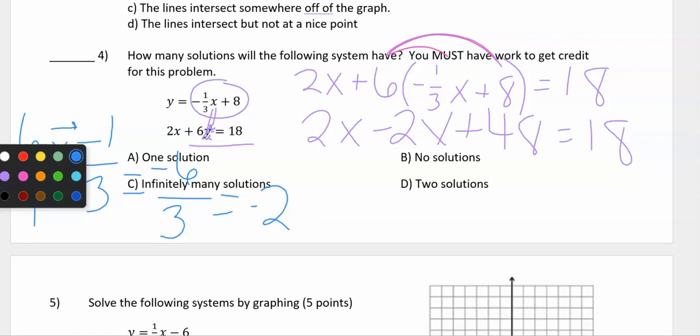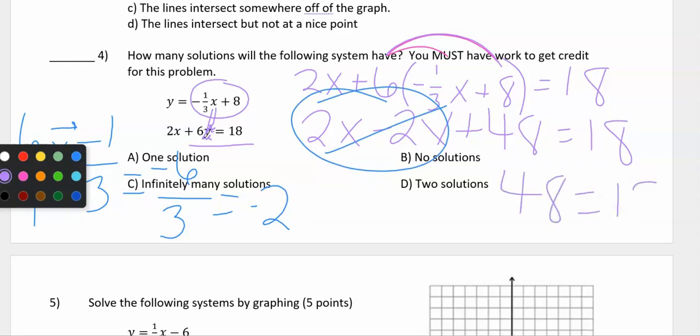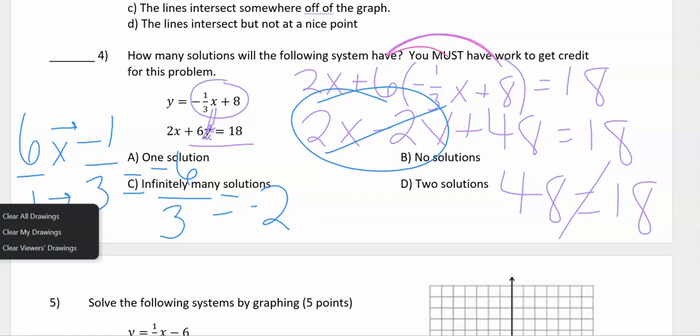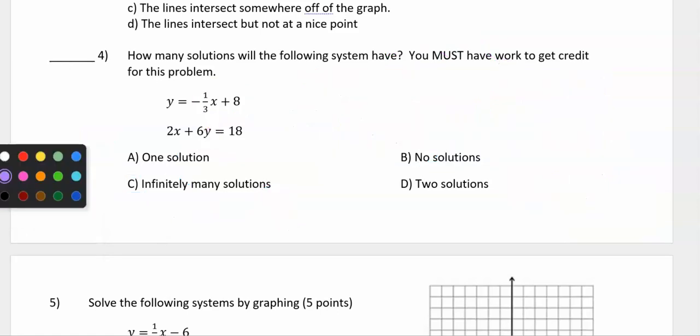Look what happens to your x's here. 2x minus 2x is 0x. X is gone, so we always look at what's left. And that's not true. 48 does not equal 18. When this happens, there's no solution. So this one is B, no solutions.